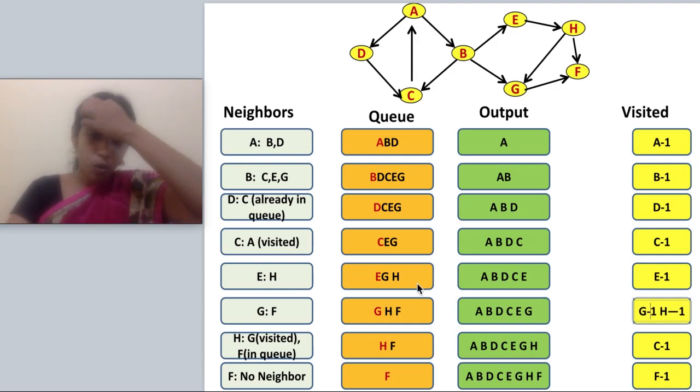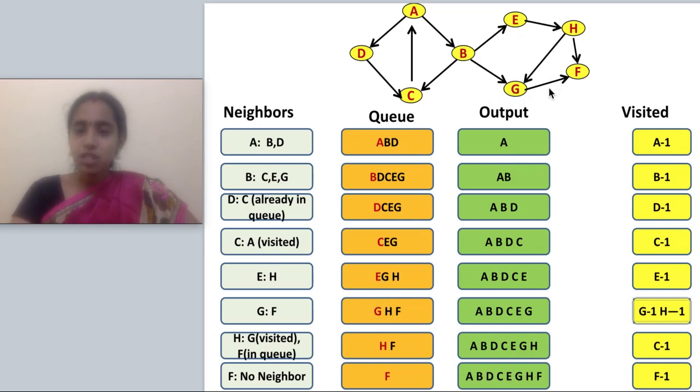Now G is the next element. The neighbor of G is F. So I am enqueuing F and I am making F visited. Now I am dequeuing G. The next element pointed by the queue is H. Before dequeuing, I am seeing the neighbors of H, G and F. G and F are already visited, so directly I can dequeue it.